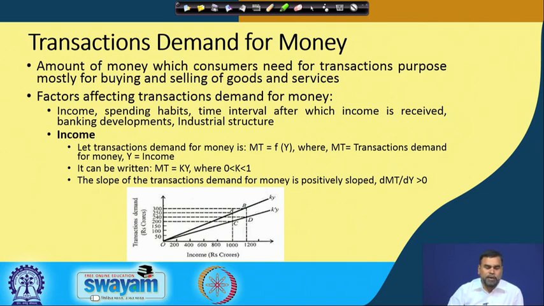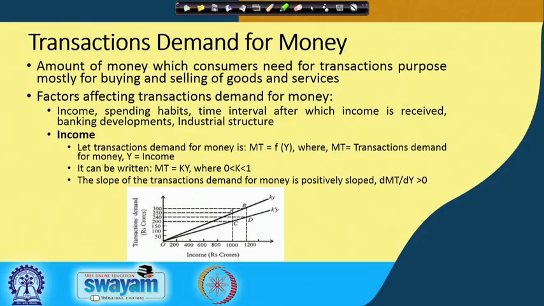Here, there are various factors which are responsible for the transactions demand for money. One, obviously the major factor, is income. If you have more income, you will spend more and your transactions will be more. Higher income group people go to the market more because they want to spend more money, and that is why the transactions demand increases. And obviously spending habits: some people love to spend money, and some do not want to transact more even if they earn more, but still if the income level is higher, then the spending habit also changes.